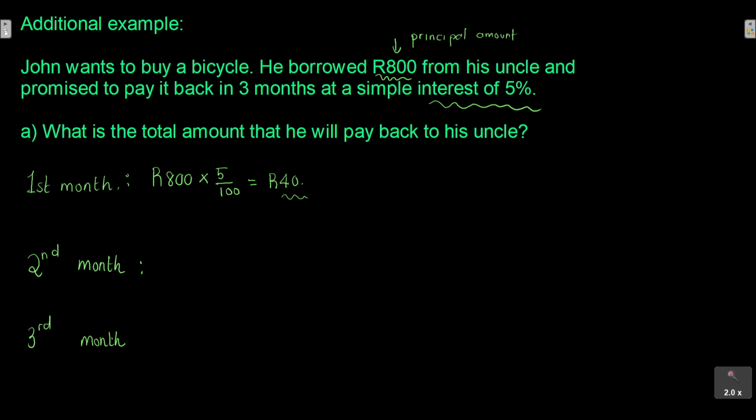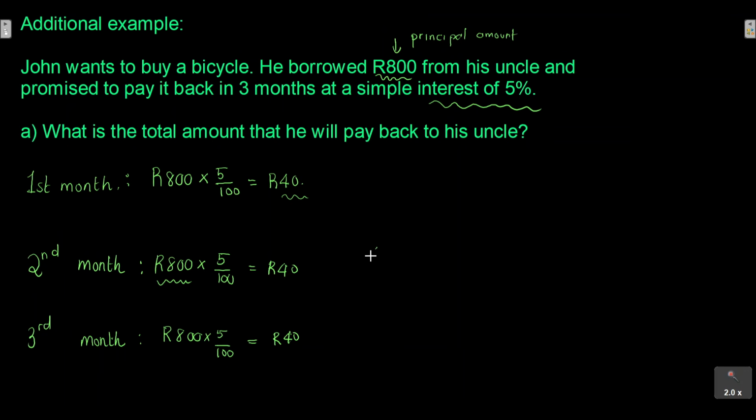In the second month, how much will John pay towards his interest? Still the same thing. It's going to be 800 multiplied by 5 divided by 100, because interest is charged on the principal amount. And in the third month, it's still 40 Rand. And in the third month, how much will he pay back to his uncle in terms of interest? It'll be that 800 multiplied by 5 divided by 100, which is 5%, which is still 40 Rand.